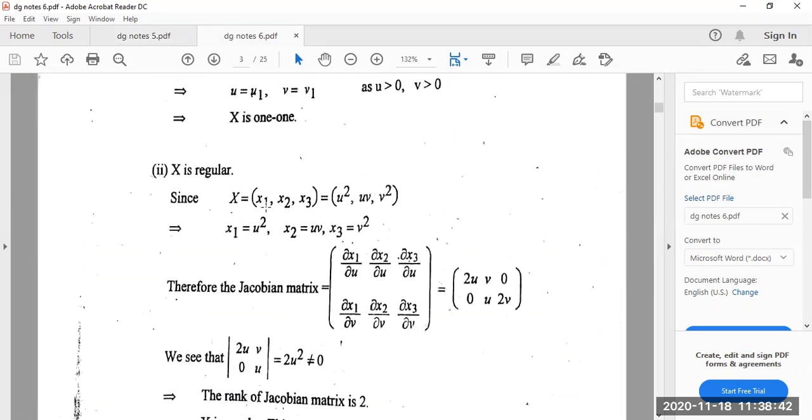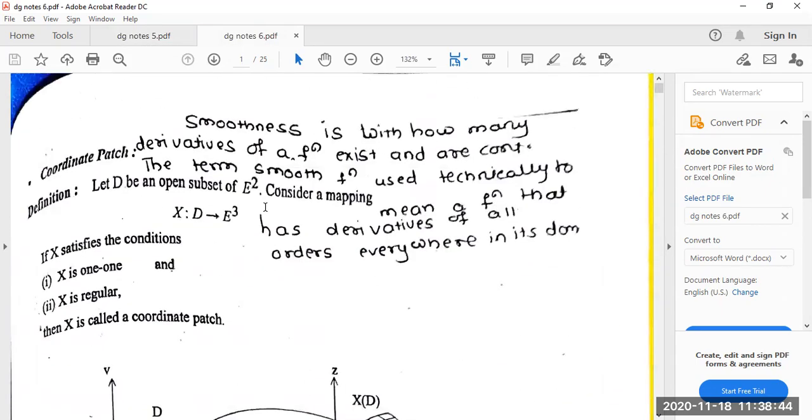Here we have introduced the definition of the coordinate patch. So what is a coordinate patch? Let D be an open subset of R2, and let X be a mapping from D to E3. If X satisfies the conditions that X is 1-1 and X is regular, then X is called a coordinate patch.